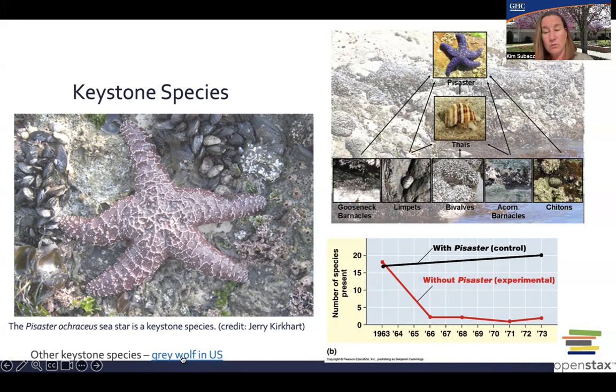I love this video. It's great. It might exaggerate just a teensy bit, but it is an impactful, absolute keystone species in the area. So I do like to show the video of the impact of wolves.